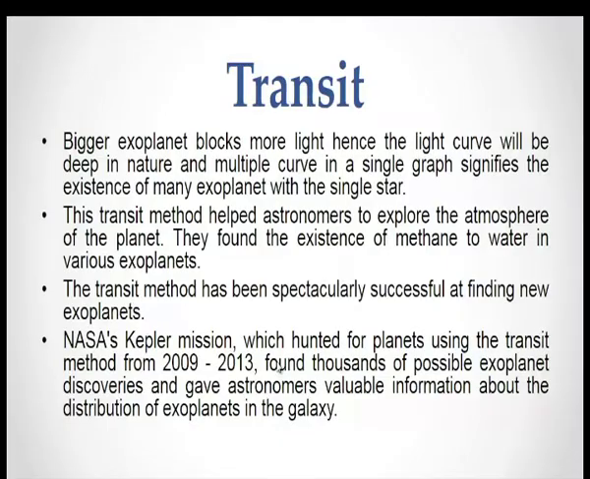This transit method has been spectacularly successful at finding new exoplanets. NASA's Kepler mission, which hunted for planets using the transit method from 2009 to 2013, found thousands of possible exoplanet discoveries and gave astronomers valuable information about the distribution of exoplanets in the galaxy. Kepler's mission used this transit method to find thousands of possible exoplanets. This is an artist's rendering of NASA's deep telescope.